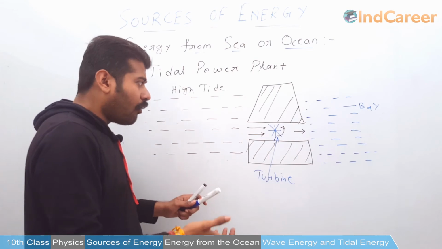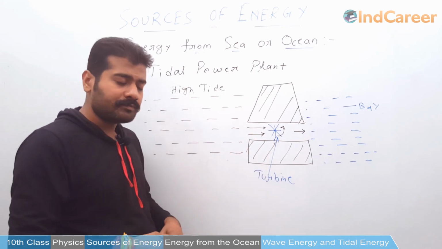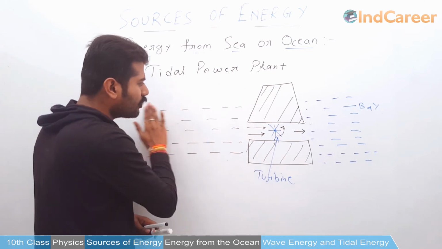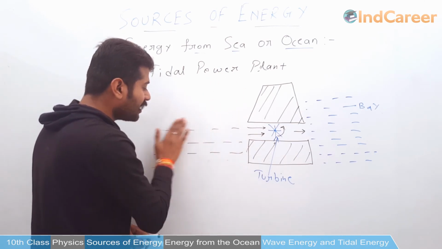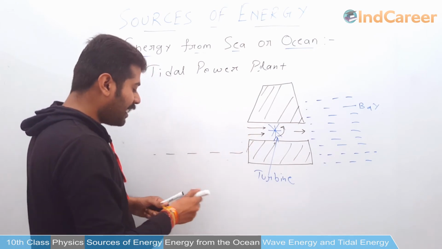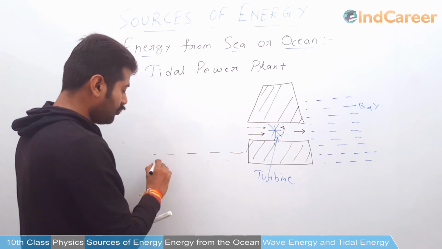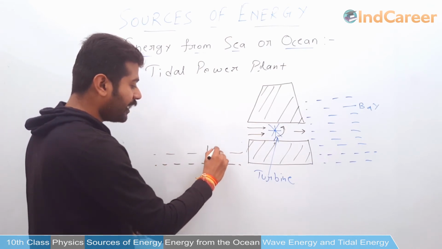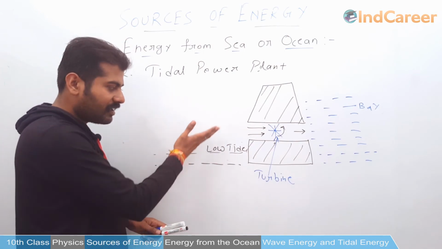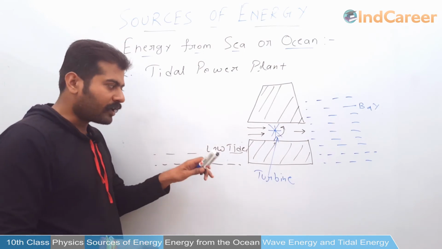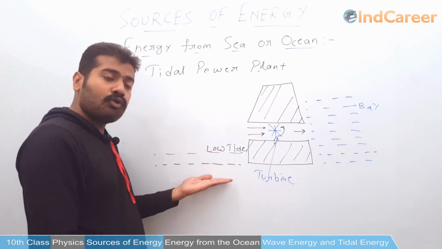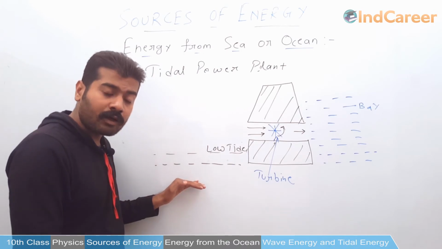So, now what happens after some time? There will be a low tide condition. So let's show a low tide condition in which the level of the sea will be below the normal level of the ocean. During low tide, the level of the sea will be much less as compared to the normal level and the high tide condition. So now in the ocean there is a low tide.